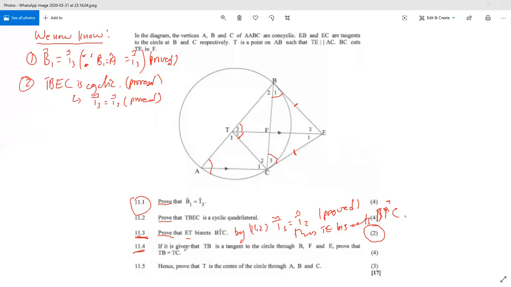11.4. If it is given that TB is a tangent, so this line here is a tangent to the circle through B, the circle passes through here, and F, and through here, and E, then goes somewhere there. So we can just have a rough sketch to get an idea of what is going on. Of course, my drawing will not really be accurate, but this gives me a picture.